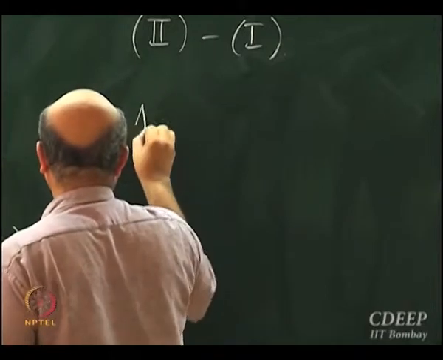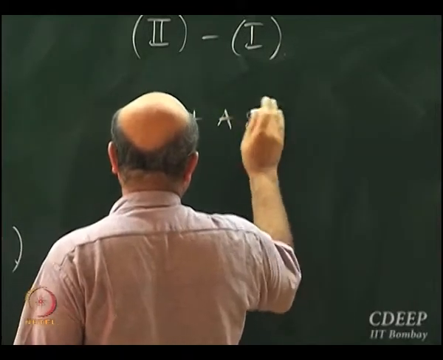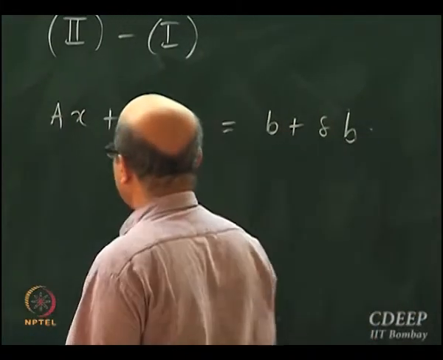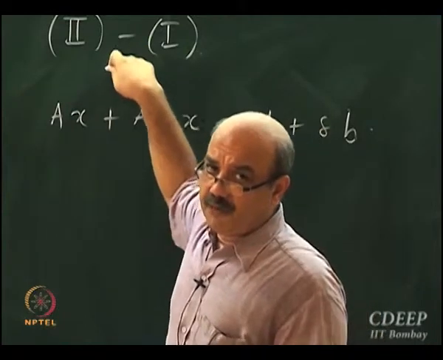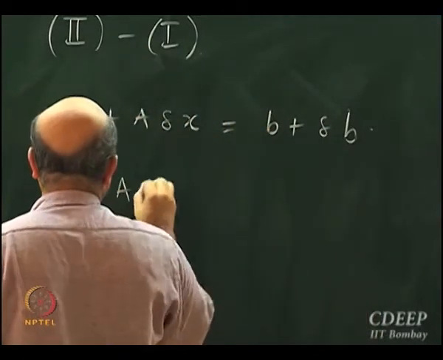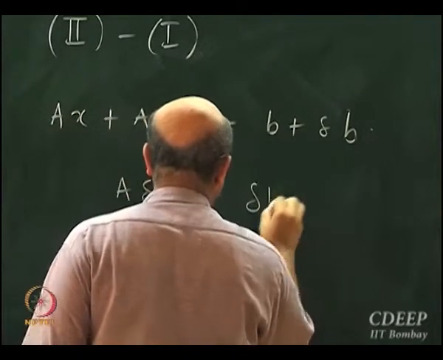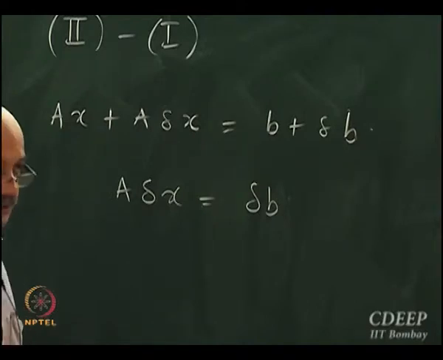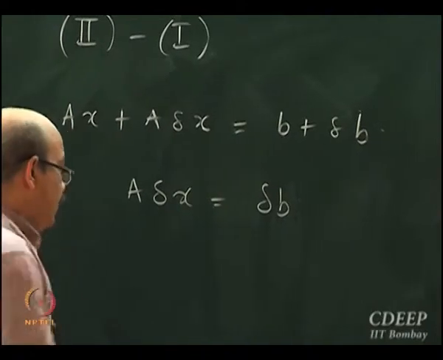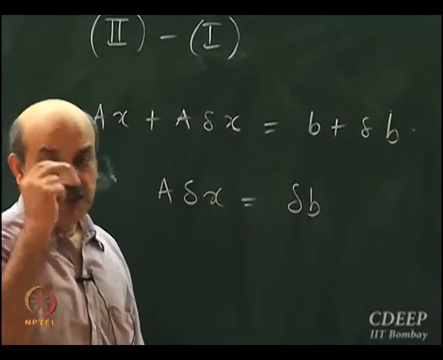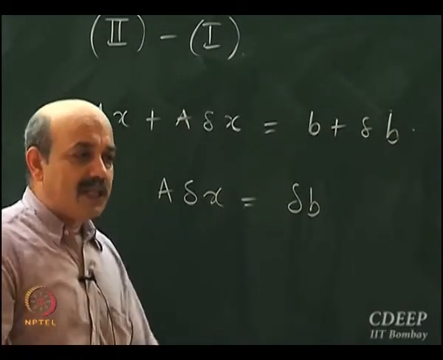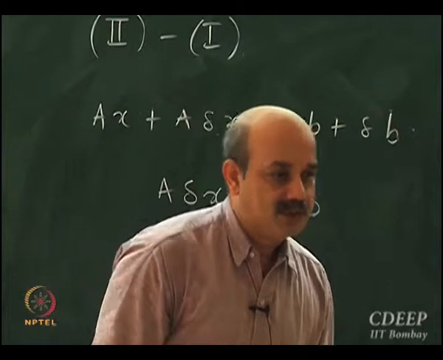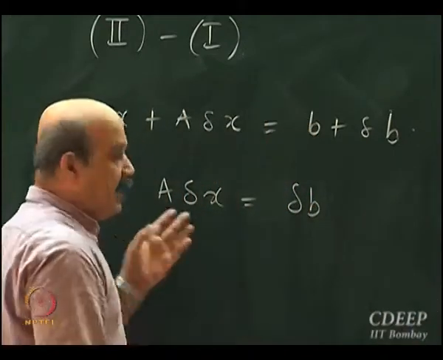So this is Ax plus A delta x is equal to B plus delta B. If I subtract 1 from 2, I will get A delta x is equal to delta B. Okay, let's for the time being assume that, of course, when you are solving for Ax equal to B, A is invertible. If A is not invertible, you are solving a problem which doesn't have a solution, or which may have multiple solutions, which doesn't have a unique solution. Right now let's assume that we have a problem where A has a unique solution.